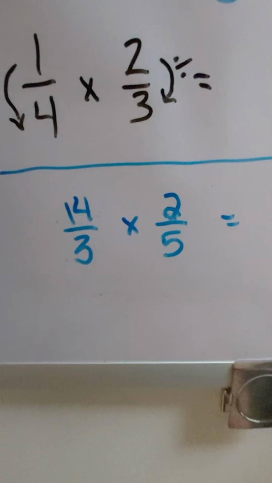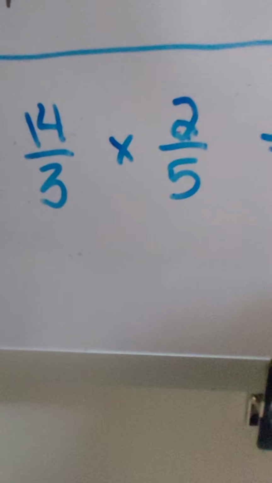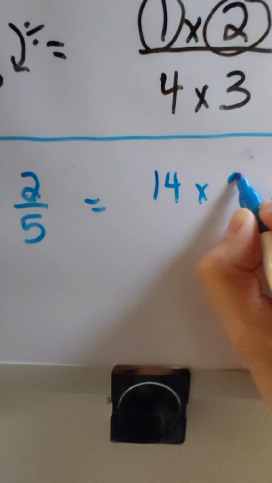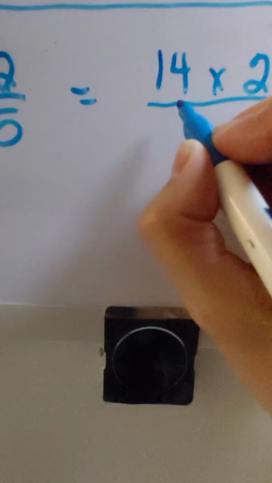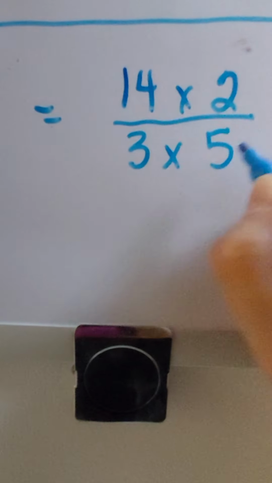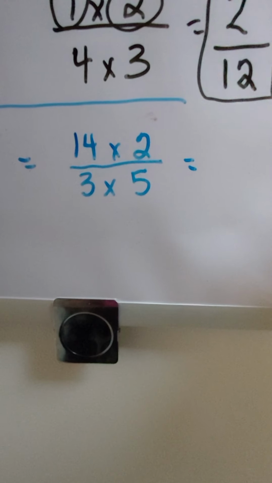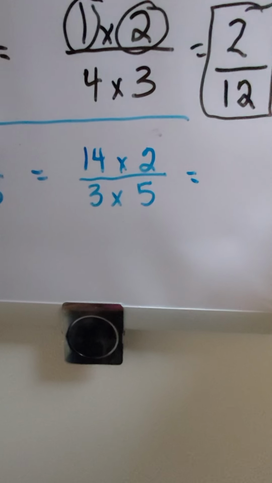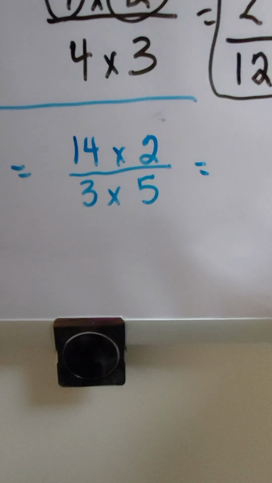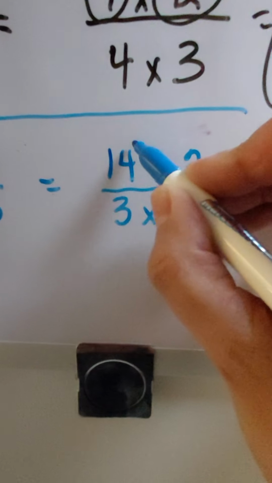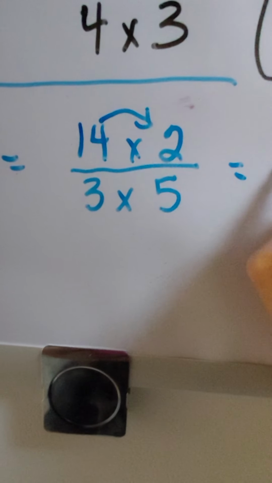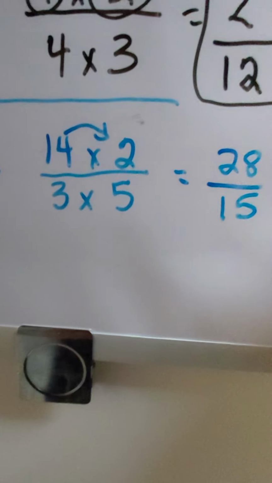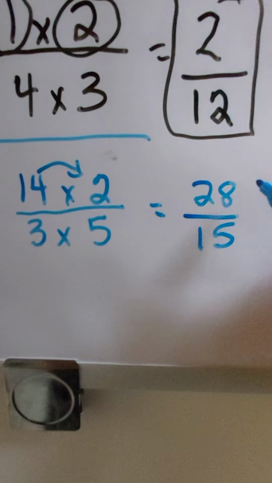Okay. So again, we can rewrite this problem. And you know what to do now. 14 times 2 divided by 3 times 5. So we have 2 multiplication problems in 1 division question at the same time. So we go ahead and multiply. 14 times 2 is now 28, and we have 15 left over. So we have 28/15.